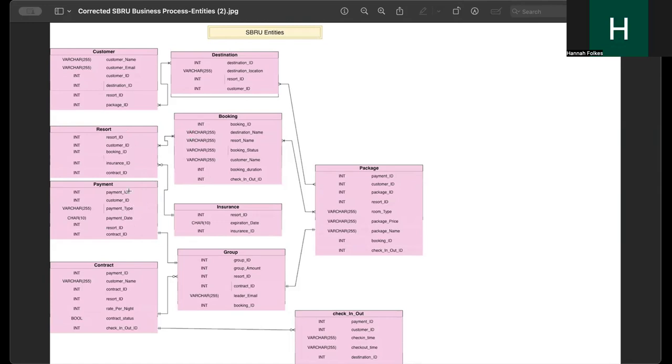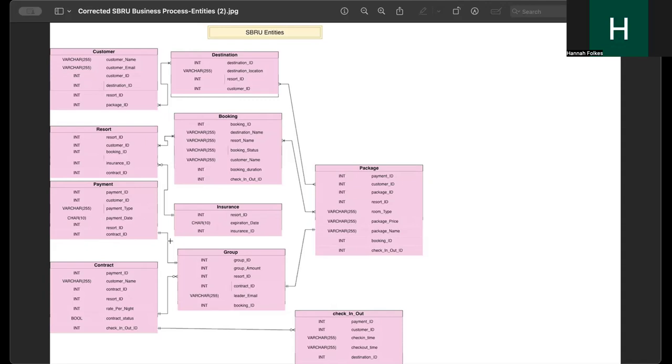The next one we have is the resort to insurance tables, and they follow a many-to-one entity relationship, because there are many different resorts. However, each resort has one unique insurance plan, so that's why it's many-to-one.